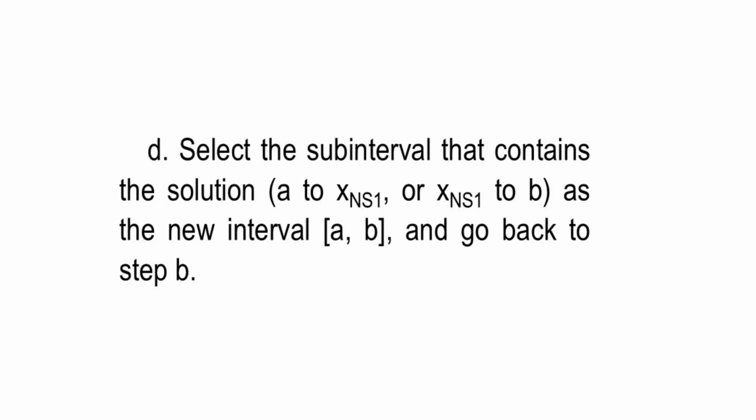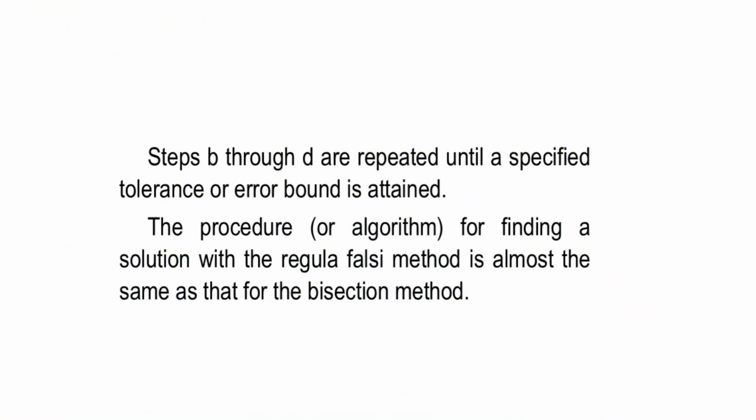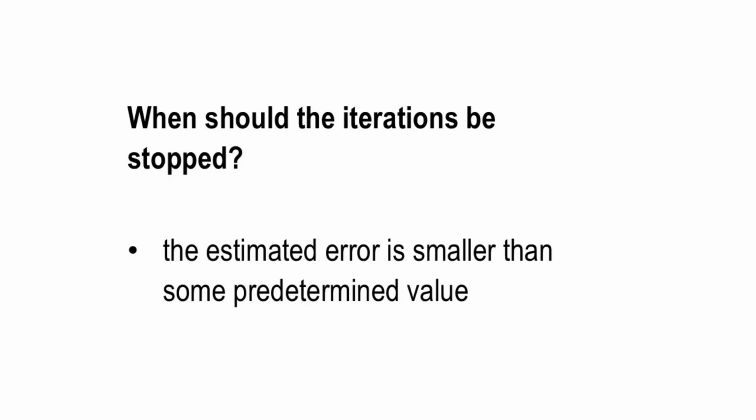The fourth step is to select the subinterval that contains the solution, a to x sub ns1 or x sub ns1 to b, as the new interval a, b, and go back to step number 2. Steps 2 through 4 are repeated until a specified tolerance or error bound is attained. So when should the iterations be stopped? The iterations are stopped when the estimated error is smaller than some predetermined value.